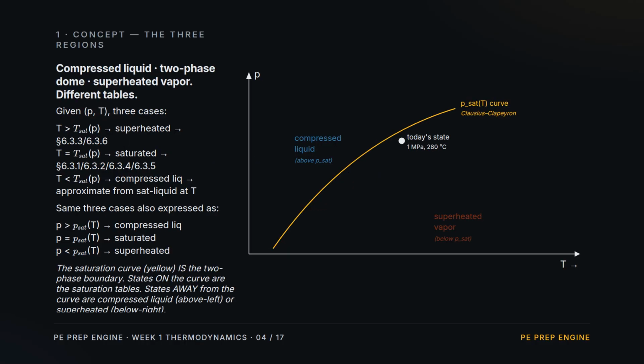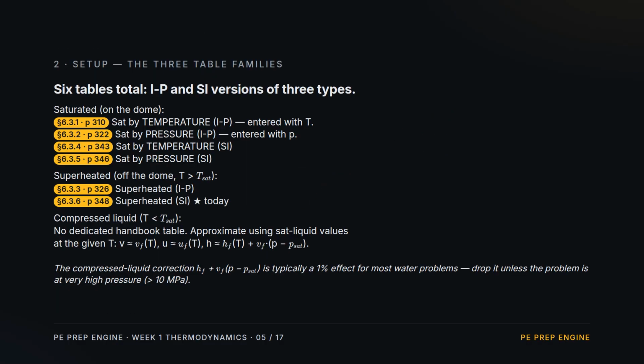3 regions on the PT diagram. The yellow saturation curve is where liquid and vapor coexist. States on it use the saturation tables, where quality matters. Above it is compressed liquid, below it superheated vapor. Today's state at 1 megapascal, 280 Celsius, sits below and right of the curve. So, superheated. The shortcut: is T higher than T sat at that P? If yes, superheated.